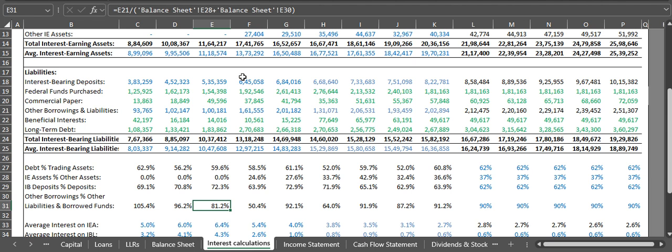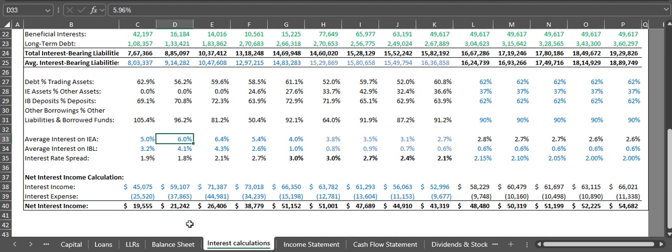Then we have the liabilities and other borrowings: what the liabilities are for the different funds and what the other borrowings are on the different parameters. Then we have the average interest on IE. So 5% to 6% is the general interest rate. Then it goes around 6% to 2.6% over a number of years.